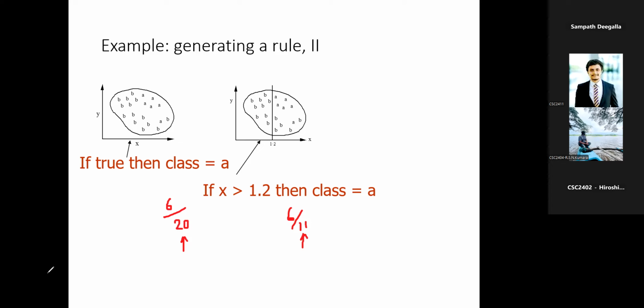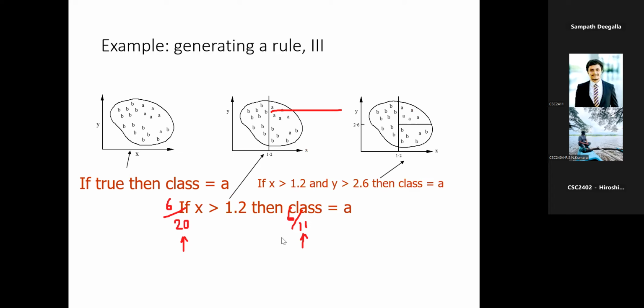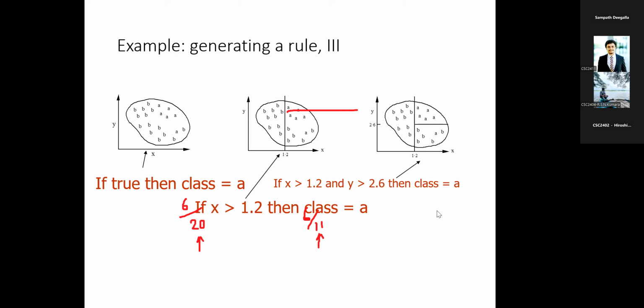If you try to refine further, this time you can go along the Y direction and maybe you can find a split point somewhere here. So what will happen next time when you put the next condition? This is the situation. If X is greater than 1.2 and Y is greater than 2.6, that means this area. If you look at how many records, everything is A, so that is 5, and the total is also 5. So the accuracy of the rule is 100%. This is 100% and this is what we have done.